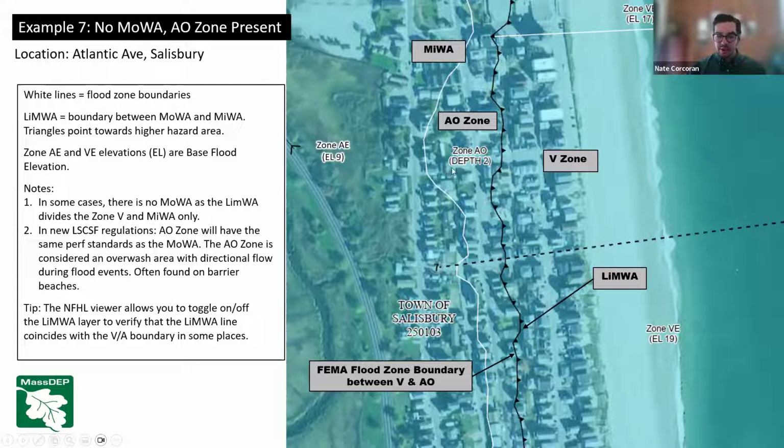And this is an area where, like I mentioned earlier, channelization could occur. You see houses pretty close together, and with that AO zone, that depth of 2 feet of water has a directional flow. In this case, it would be a directional flow towards the landward side of the barrier beach. So when you're looking at a flood map and you see an AO zone, that's what you need to keep in mind. That's a directional flow with the depth of what's listed on the flood map.